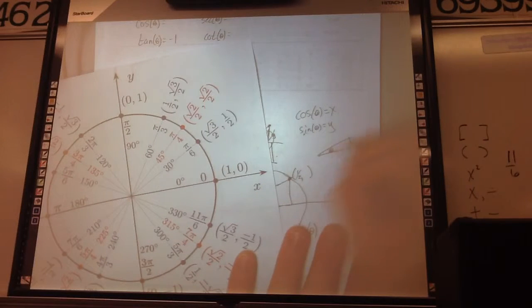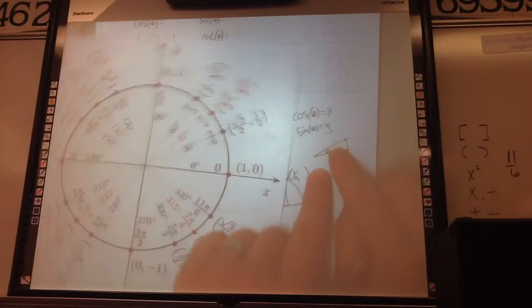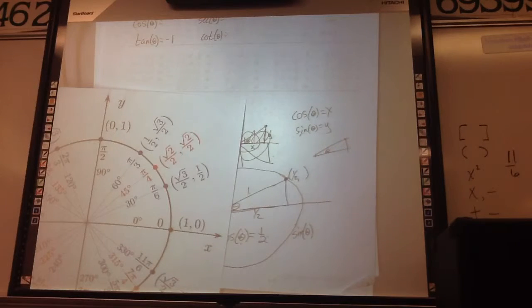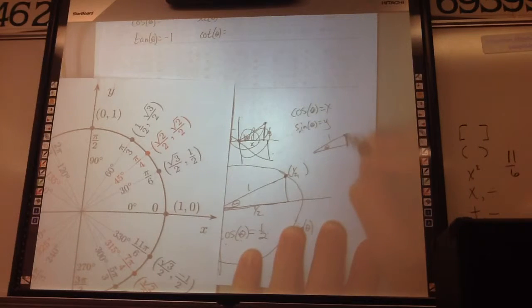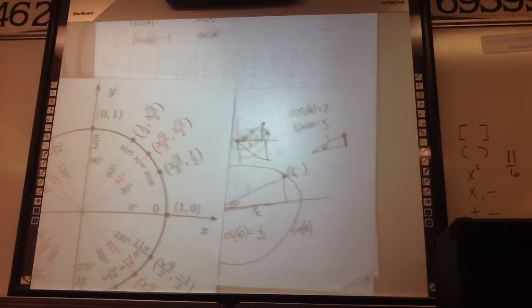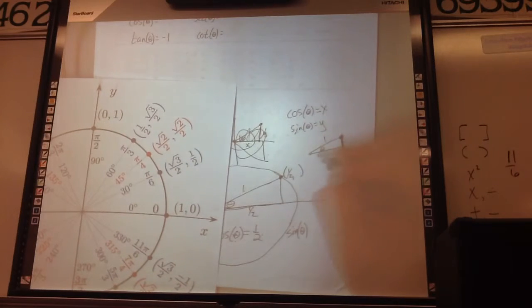No, we don't want pictures. No, yeah, you do. You draw a triangle. Here's my angle. Hypotenuse is always 1, right? Radius of the unit circle is always 1, right? Sine is opposite over hypotenuse. Which way is opposite? Up and down, that's y. Left and right is x.